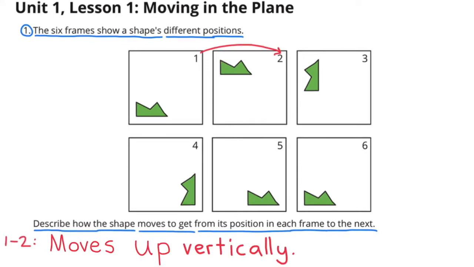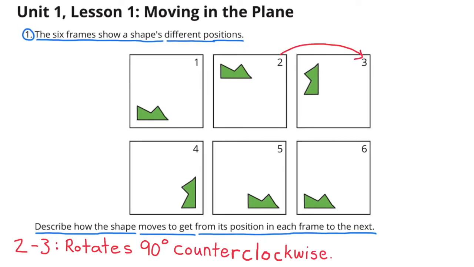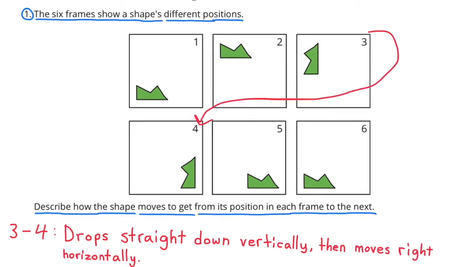From frame 1 to frame 2, the shape moves up vertically. From frame 2 to frame 3, the shape rotates 90 degrees counterclockwise. Moving from frame 3 to frame 4, the shape drops straight down vertically, then moves right horizontally.